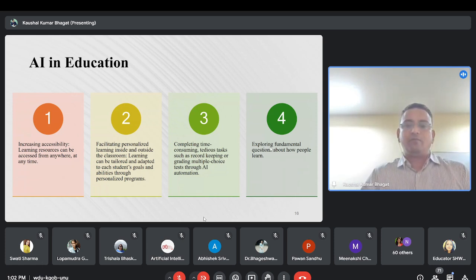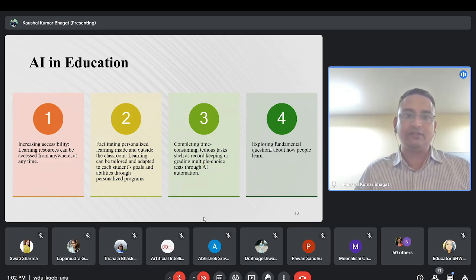Now, why it is very important for the integration of artificial intelligence, specifically in education. One of the key components is that we need to increase the accessibility to quality course content. That means whatever the learning resources, they should be ubiquitous in nature and can be accessed from anywhere and anytime. Next is personalized learning inside and outside the classroom.